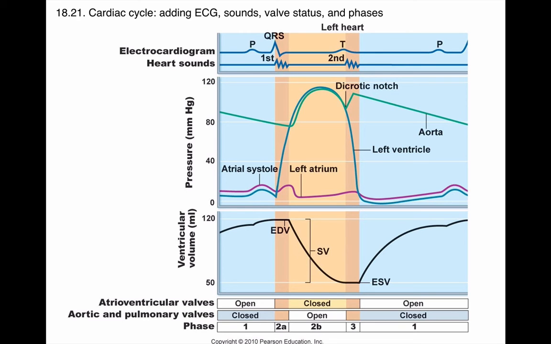Now, the heart sounds. So there are two sounds. The first one is called the lub sound, and that comes due to the closure of the AV valves. And then the dup, the stronger second heart sound, is the slamming closed of the semilunar valve that happens here at the dicrotic notch.